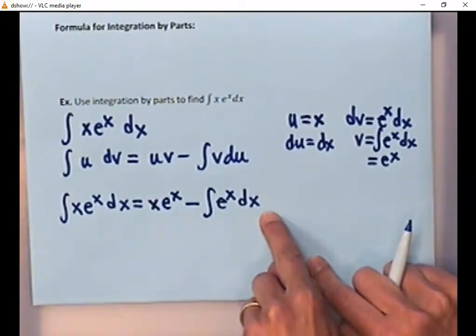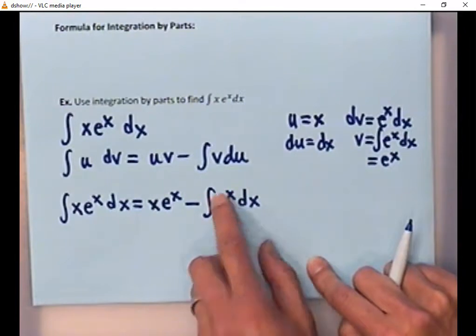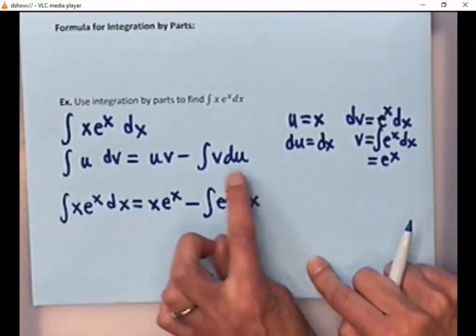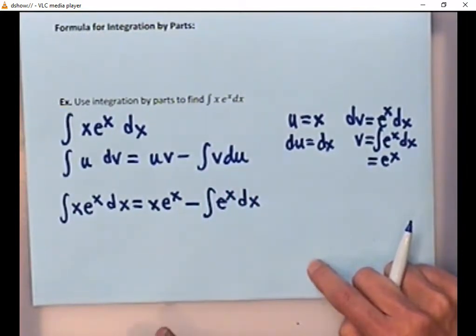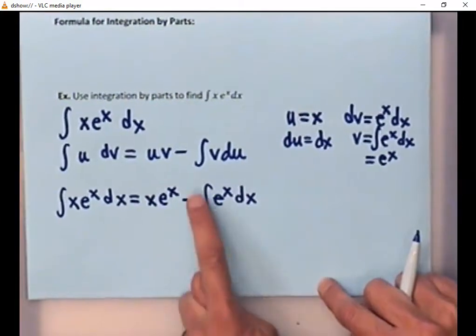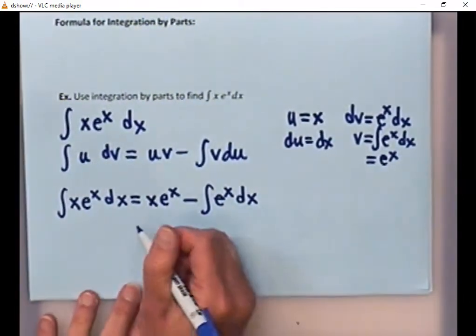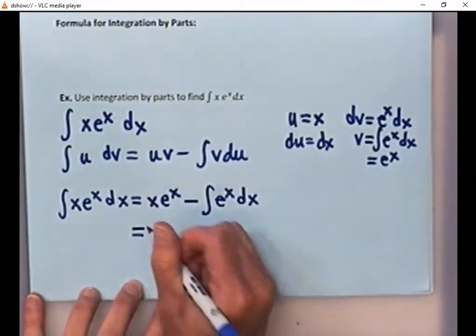Is that a final answer? No, I see an integral still. So when you use the integration by parts formula, it gets me close to the answer, but the last piece is you still need to integrate that. And so here's one way you can tell if you've done it correctly. Can you integrate this? So if you get something you can't integrate, that's going to be an issue. So can I integrate e to the x? Sure, easy, right? So let's do it.